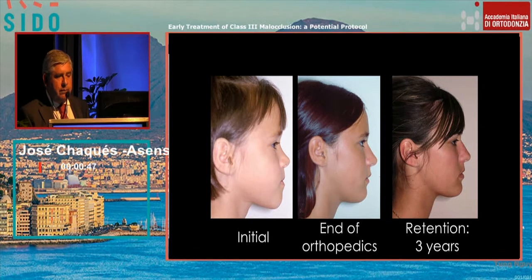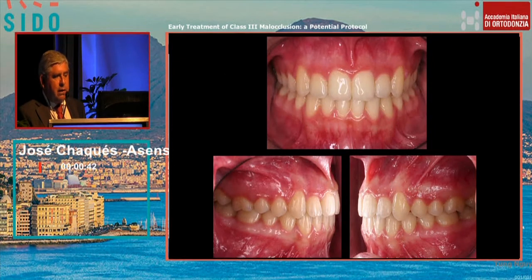And retention, keep on smiling. Evolution, now the patient is almost 20 years old. And the occlusion looks like that.